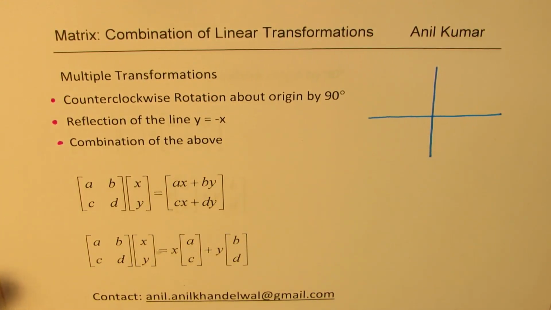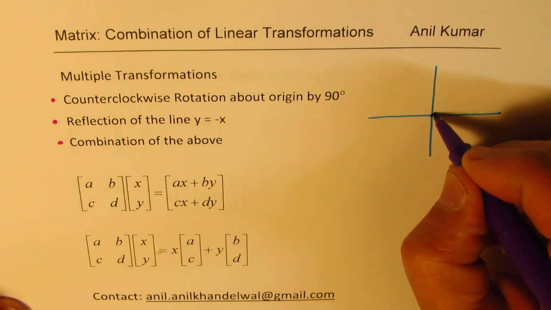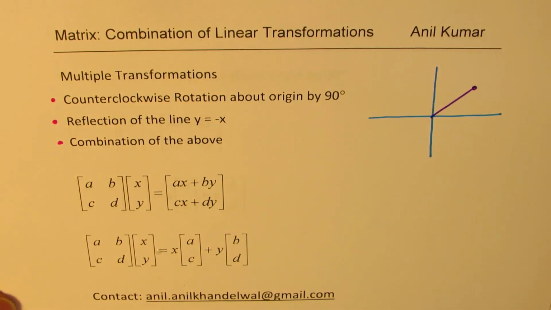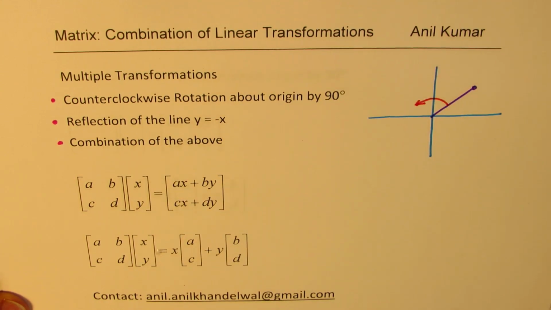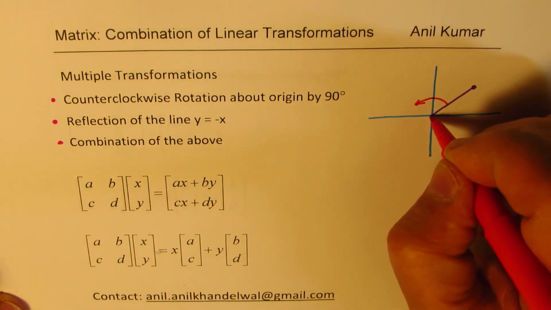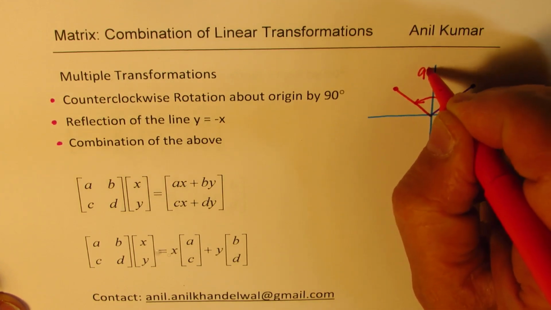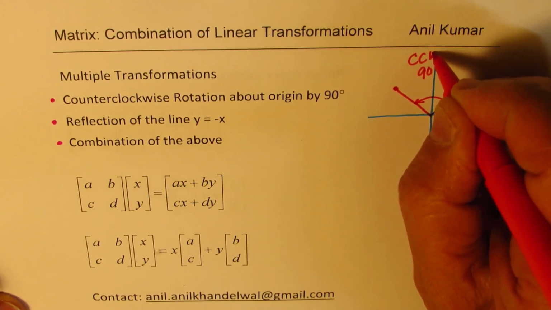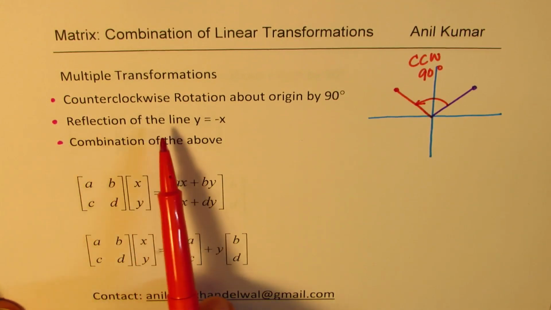The first one is just to rotate an object about origin by 90 degrees. That means if you have an object here in this location, and we rotate it counterclockwise, like this, by 90 degrees, then it will be somewhere in quadrant 2, kind of like this. You see that? So that is 90 degrees counterclockwise, correct?